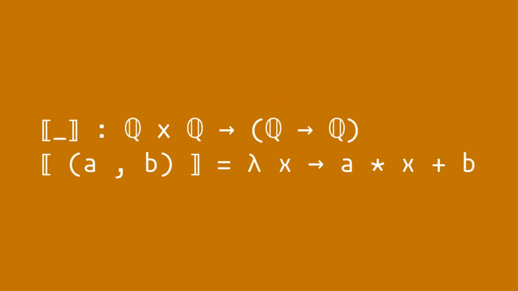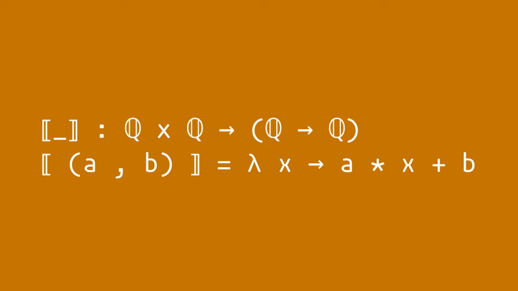Once we have chosen the representation, we can, and should, define a meaning function that maps from the data type we have chosen to the denotation. In our case, the meaning function is defined as follows. The type of the meaning function is from pairs of rational numbers to functions from rationals to rationals. The definition says that given a pair of rationals a and b, it maps to the function f of x equals ax plus b. This function is expressed in Agda by the lambda expression lambda x, a times x plus b.